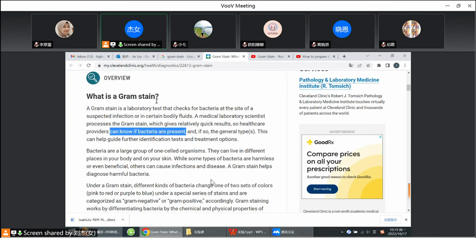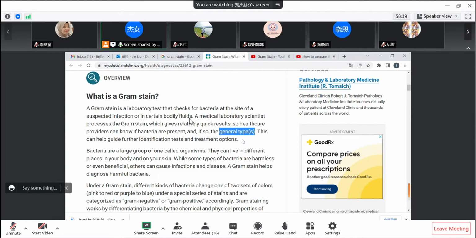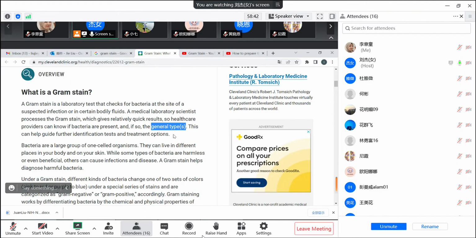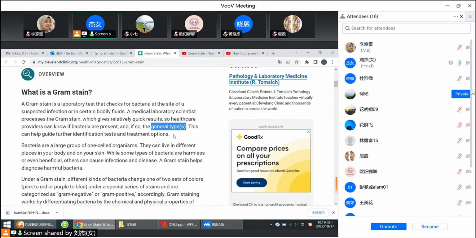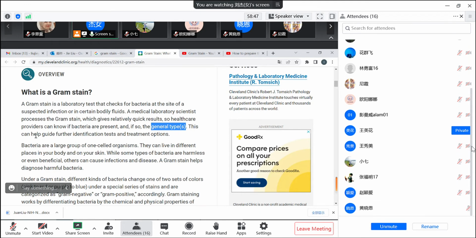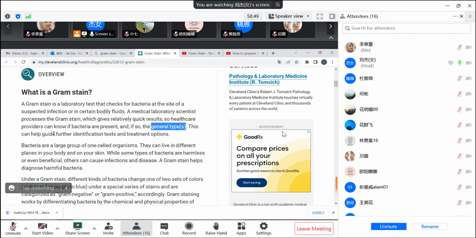So the Gram stain is a really quick and simple test to know if bacteria are present, and even the general types, meaning which kind of bacteria it may belong to. Does it belong to the cocci? To the rods, the bacilli, or the spirals? This will help guide further identification tests and treatment options.